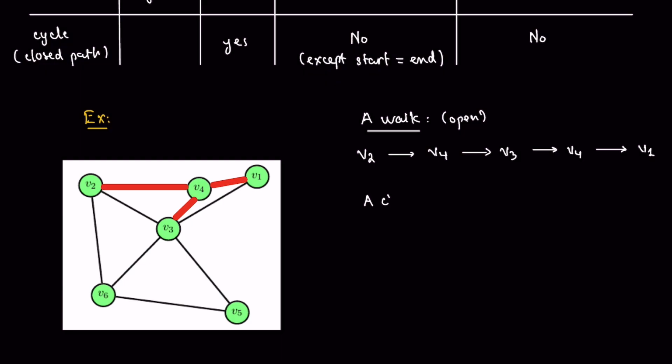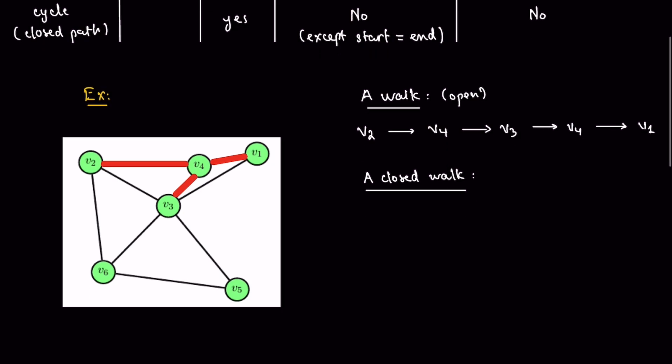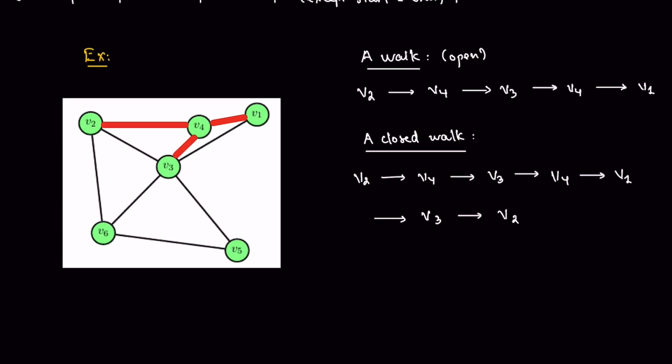Now this one is an open walk. Now for a closed walk, again I'm going to start at V2. So I have V2, I'm going to go to V4, I'm going to go to V3, into V4, and go to V1, and from V1 I'm going to go to V3, and from V3 I'm going to go back to V2. So again, I follow this particular path right here, so let me delete this. So I'm going from V2 to V4, V4 to V3, then V3 go back to V4, V4 to V1, V1 to V3, and V3 to V2. So this is a closed walk.